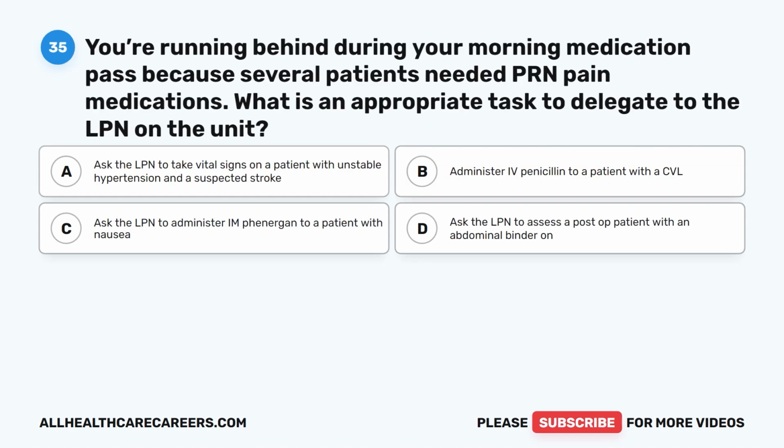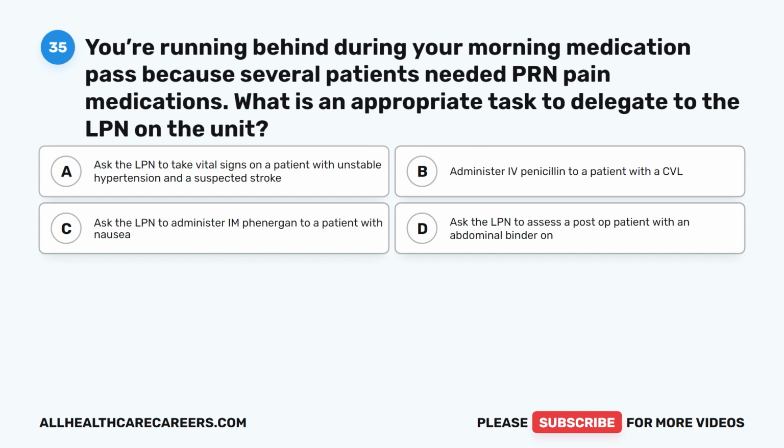Question 35. You're running behind during your morning medication pass because several patients needed PRN pain medications. What is an appropriate task to delegate to the LPN on the unit? A. Ask the LPN to take vital signs on a patient with unstable hypertension and a suspected stroke. B. Administer IV penicillin to a patient with a CVL. C. Ask the LPN to administer IM Phenergan to a patient with nausea. D.